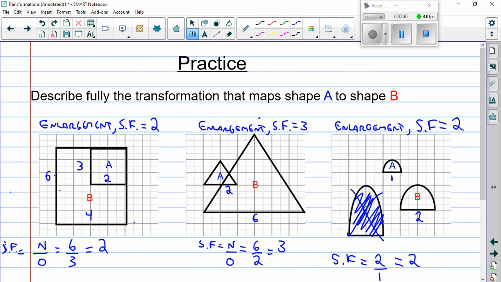All right, so that is enlarging on a grid, or describing your transformations on a grid. Next one, we will start working with centers of enlargement.